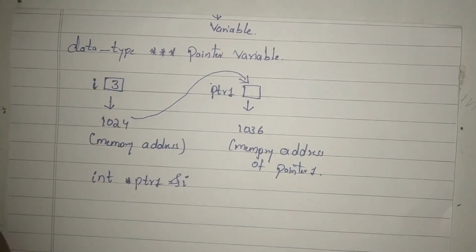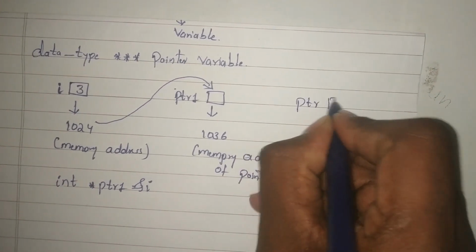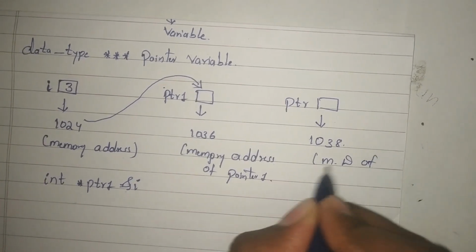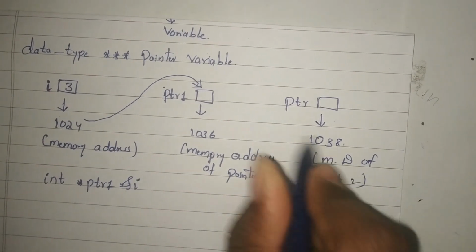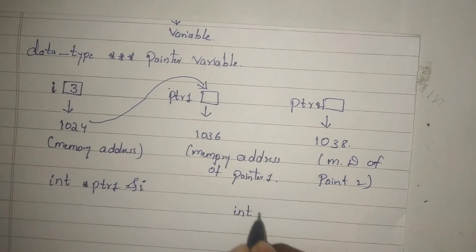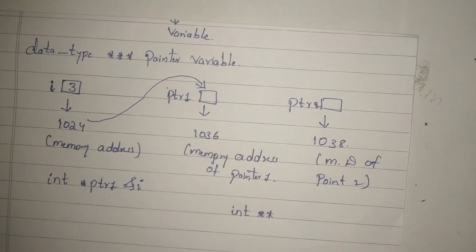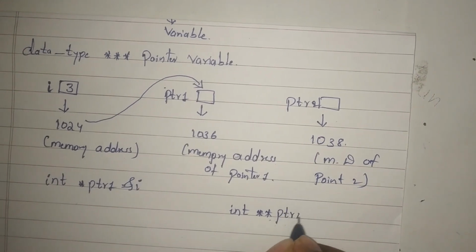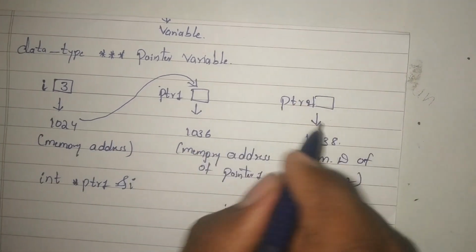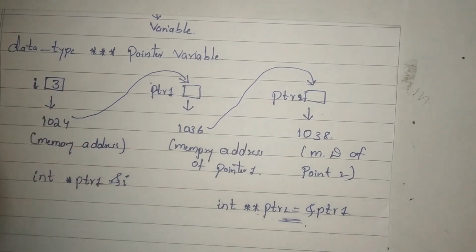Now what is a pointer inside a pointer? We need to declare two pointers. It means a double pointer. If we declare another pointer called ptr2, which has a memory address of 1038, which is the memory address of pointer 2. Now if we access it, that is int double star, why? Because we are accessing another pointer. We are storing the memory address of another pointer. So we are using the double pointer: ptr2 is equal to ampersand ptr1. Now the memory address of pointer 1 will be stored in the value of pointer 2. This is how a pointer inside a pointer works.